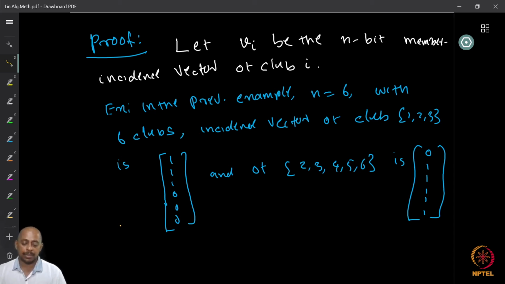As you saw in the previous example, we have several clubs. So the vector corresponding to the club 1, 2, 3 is here: the first 3 positions are 1, and the remaining 3 are zeros. Similarly, 2, 3, 4, 5, 6 is a club, and therefore, except for the first entry, which is 0, everybody else is 1. So these are the incidence vectors.